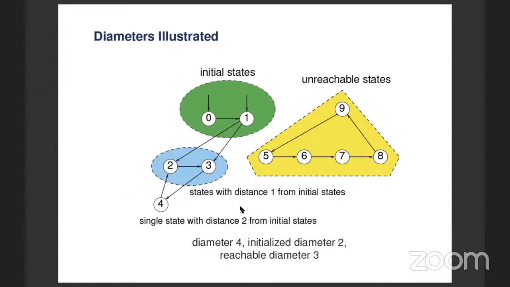So let's look at this example here. Suppose this is the Kripke model. These are the initial states, in green. And your transition system diagram is like this. What is shown in yellow are the unreachable parts from the initial states. So the diameter for this is 4. Why?